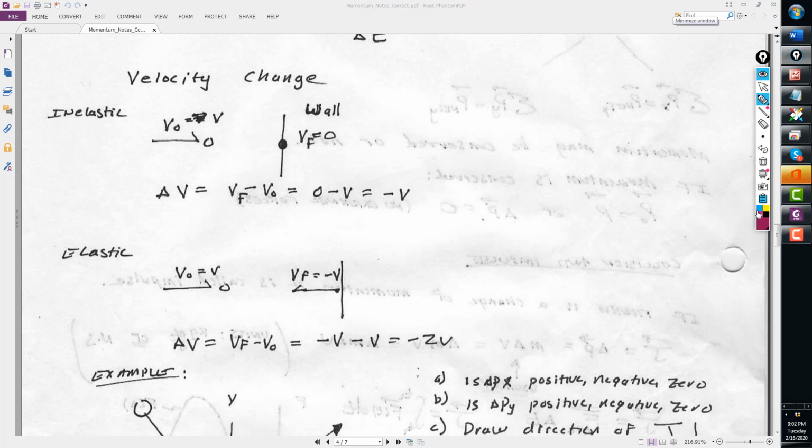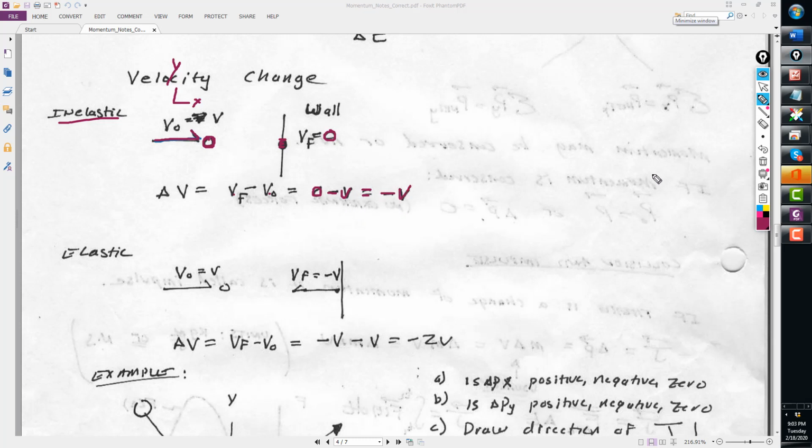Now, when we talk about velocity change, we need to understand that we have to give it a sign because it's a vector. So let's just say that you have a velocity and you're throwing a piece of clay onto a wall. So inelastic, that's why I'm using the term inelastic, you're throwing it at the wall and then it just sticks to the wall and the v final is 0. So delta v is v final minus v initial. If I'm taking this to be my positive x direction, the final is 0 minus the initial v. So my delta v is negative v.